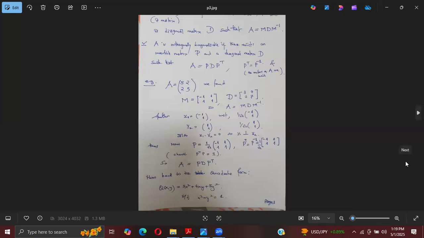So the first row is 2, 0. Then you go to the next row. This row you multiply by this column, you get 1 times minus 1 plus 1 times 1. That gives you minus 1 plus 1, which is 0. And then 1 times 1 plus 1 times 1 is 2, right?